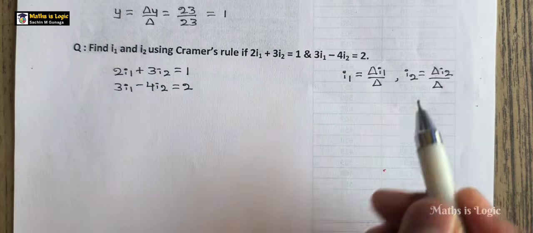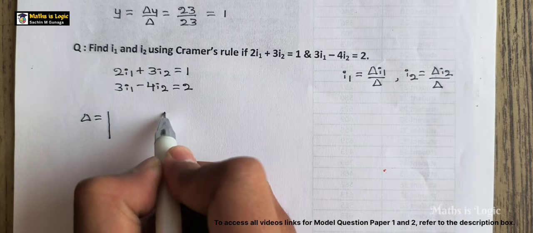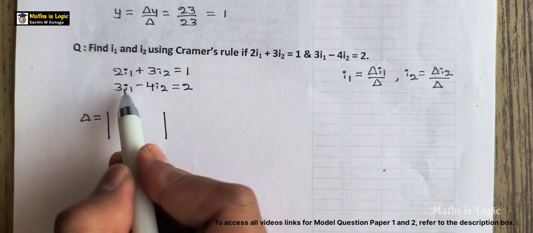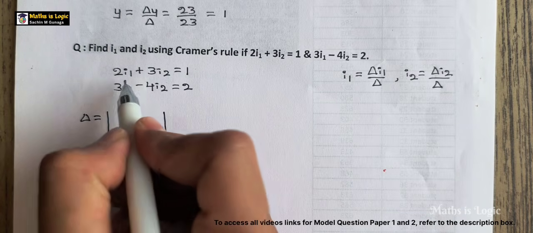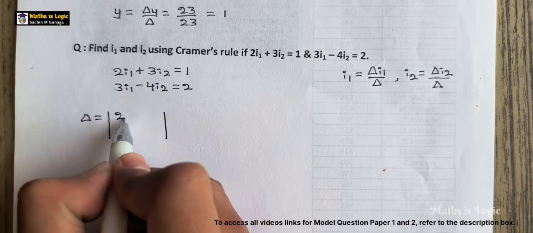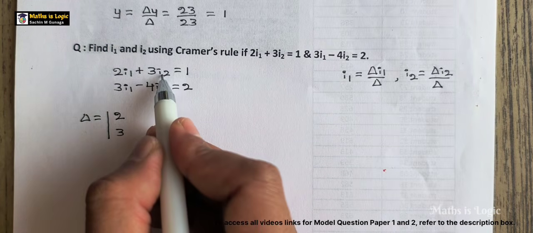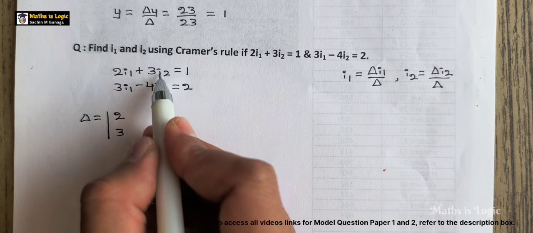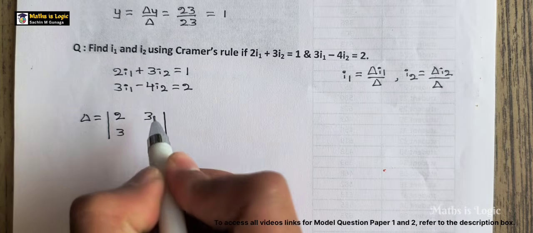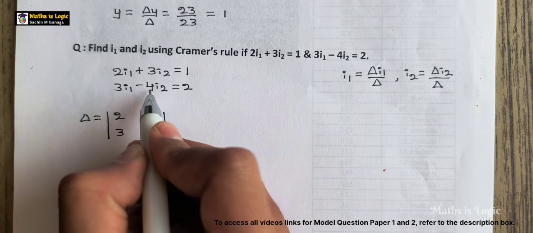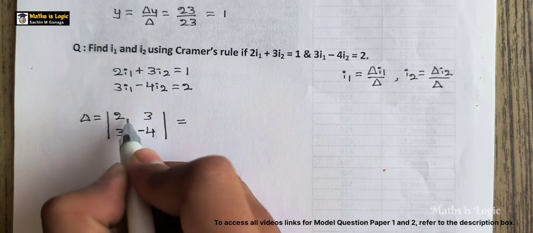First, as usual, the delta value. To get this delta value, take the coefficient of I1 in equations 1 and 2 and write it as the first column. The I1 coefficient is 2 and here the I1 coefficient is 3. Next, take the coefficient of I2 in equations 1 and 2. The I2 coefficient is plus 3, and the I2 coefficient is minus 4. Apply the second order determinant rule.